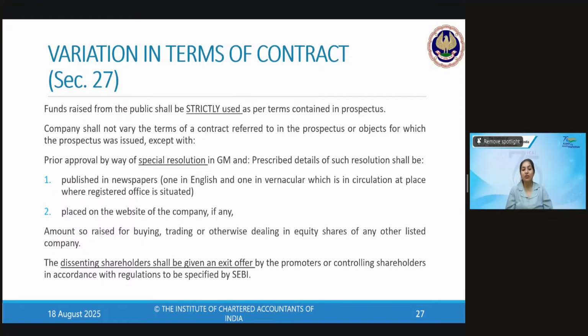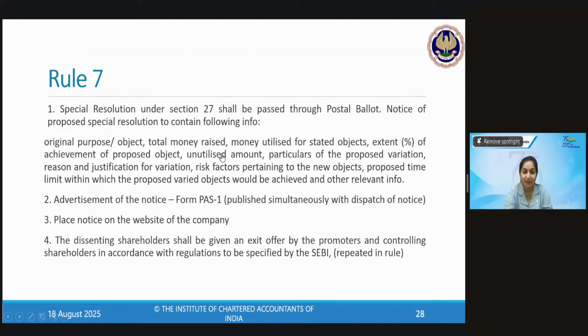It shall be published in the newspaper, one in English and one vernacular, and also placed on the website of the company. Amounts so raised cannot be used for buying, trading and dealing in equity shares of any other listed company. Dissenting shareholders who are not willing to accept this variation will be given an exit offer by the promoters as per the SEBI guidelines. What was the form number for the advertisement? PAS-1. It shall be published simultaneously with the dispatch of notice.